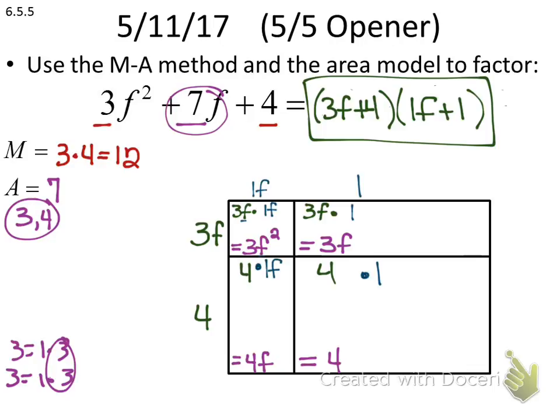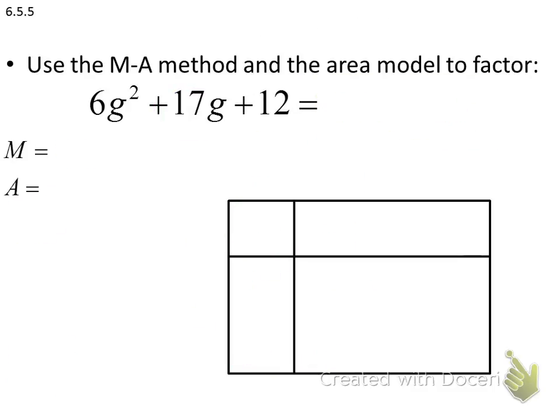Flip it over. So remember, your answer is going to be your height times your width. And next one. Okay. What's my M going to be, Kijan? 6 times 2. How about 12? I mean, 12. Equals 72, G. All right. What's my A, Kijan? 17. And what's my MA going to be? 8 and 9. Good.